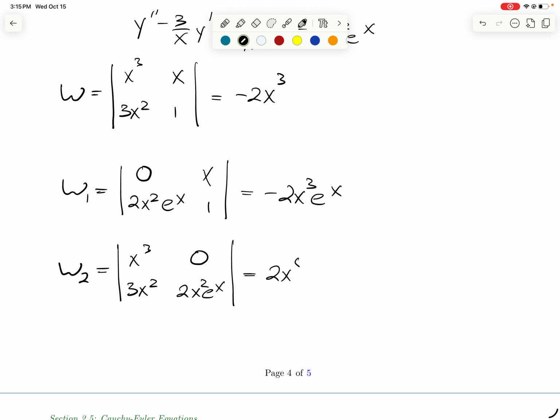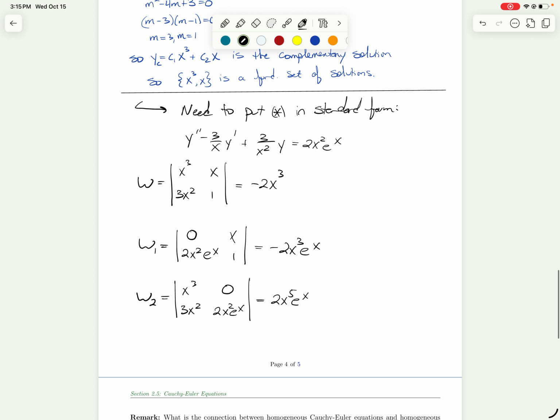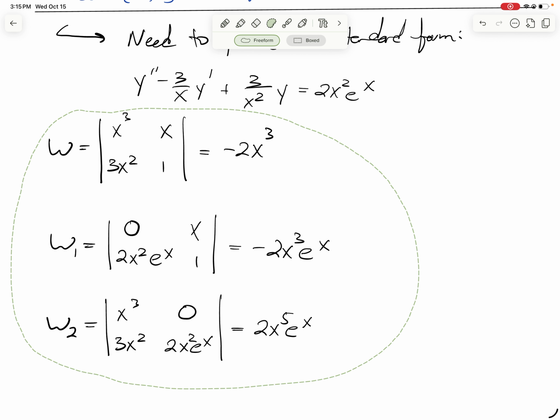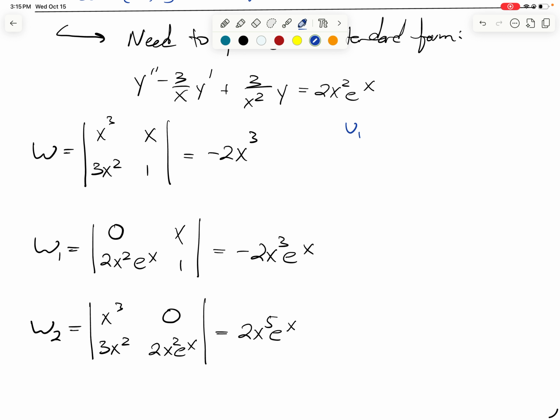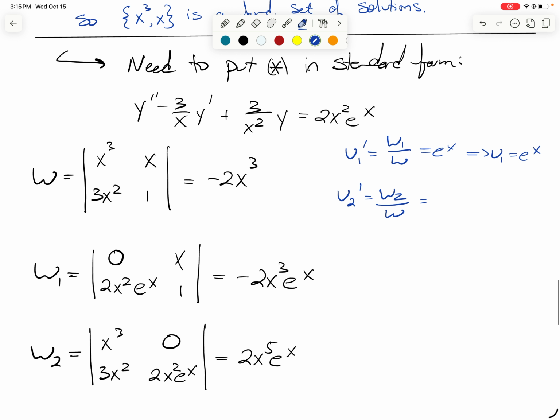So now that I've got W1 and W2, I'm going to run out of room on my paper here if I'm not careful. I can go ahead and find U1 and U2. And so we'll slide everything over and we'll squeeze them in here. So U1 prime is just W1 divided by W. Well, that works out really nice. It's just e to the x. And so U1 is also just e to the x. That's very good. U2 prime is going to be W2 over W, which is going to give me negative x squared e to the x.